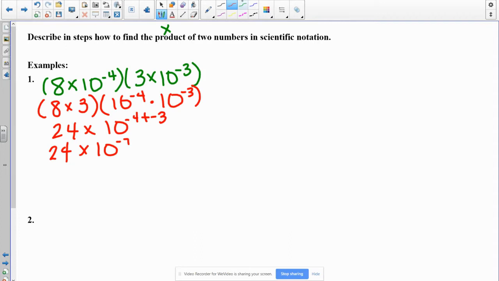And the last step, as we've talked about before, is to make sure this final answer is in correct scientific notation. If I look at my mantissa, which is going to determine that, 24 is not 1 or greater and less than 10. So I'm going to need to move this decimal to the left. And when I move to the left, that means I add to my exponent, so -7 plus 1. So my correct number in scientific notation would be 2.4 times 10 to the -6.